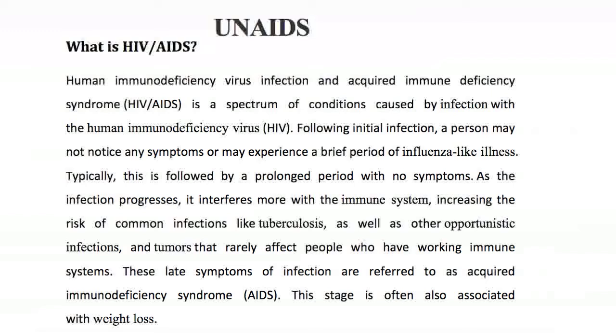Following initial infection, a person may not notice any symptoms or may experience a brief period of influenza-like illness. Typically, this is followed by a prolonged period with no symptoms. As the infection progresses, it interferes more with the immune system, increasing the risk of common infections like tuberculosis, as well as other opportunistic infections and tumors that rarely affect people who have working immune systems. These late symptoms of infection are referred to as acquired immunodeficiency syndrome. This stage is also often associated with weight loss.